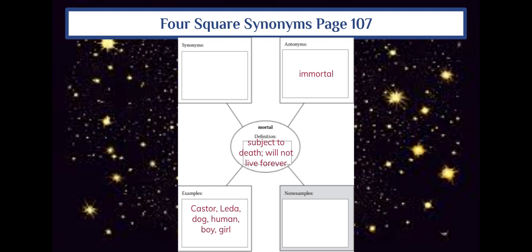Let's fill in the synonym square. Synonyms are words that mean the same or nearly the same as another word. With your neighbor, brainstorm possible synonyms for mortal. I thought up human, earthly, fatal, and deadly.